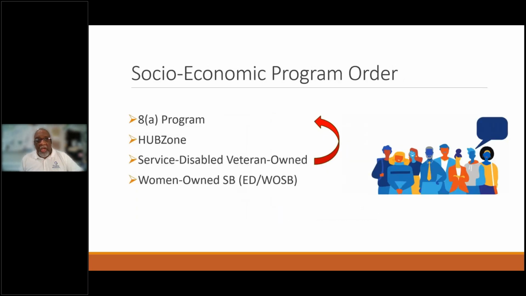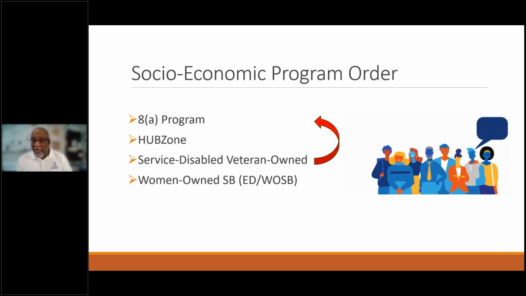Speaking of socioeconomic categories in the program order, there is a program order. There's a preference activity at this level. Here's what I see, and here's what I'm hearing, is that in this season there is a perceived program order in which service disabled veteran owned small businesses are moving up the preference order.